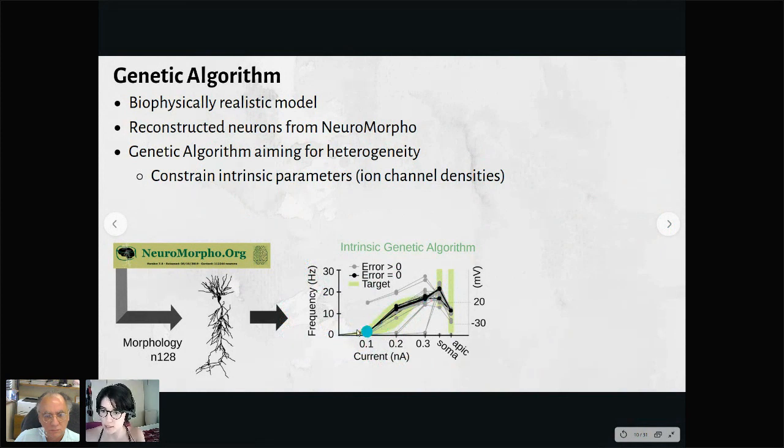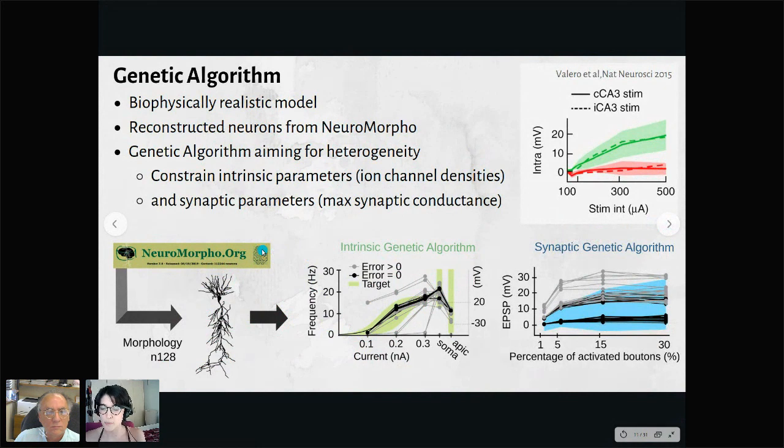So in green, you can see the target with certain variability. And these connected dots are the input-output curves of different individuals in this morphology. The black ones are the ones that fitted the target function, the input-output target function, and the gray ones are the ones that didn't, that have a low score.